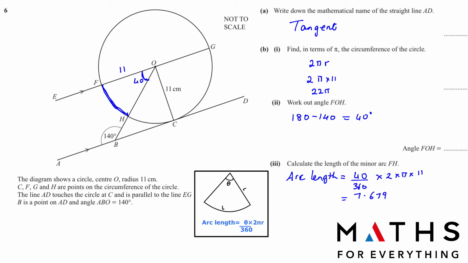We can round it to 1 decimal place or 2 decimal places. We'll round it to 2 decimal places. So we draw a line here. If this number is 5 or more, we have to add 1. It is 9, so we add 1 to the previous number. Answer is 7.68 centimeter.